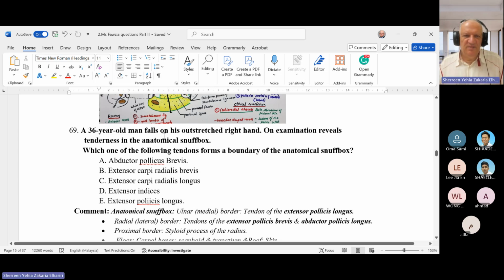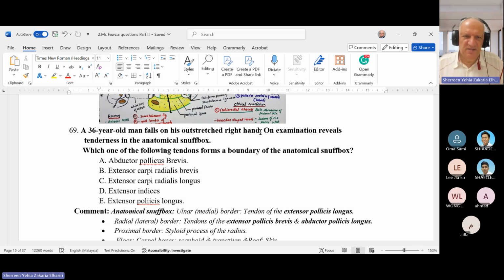A 36 years old man fell on his outstretched hand. Fall on an outstretched hand is a very common cause of trauma and a common cause of Colles fracture and scaphoid fracture. On examination, there was tenderness in the anatomical snuffbox, so it could be a scaphoid bone fracture. But the question here is not that. The question is, which one of the following tendons forms a boundary of the anatomical snuffbox?